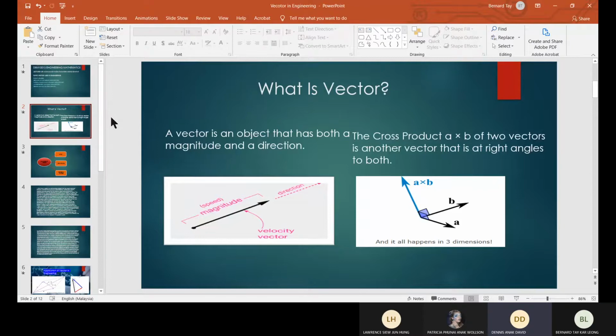Okay, so what is a vector? A vector is an object that has both a magnitude and a direction. The cross product of A and B of two vectors is another vector that is at right angles to both.